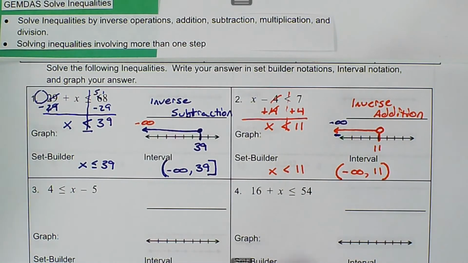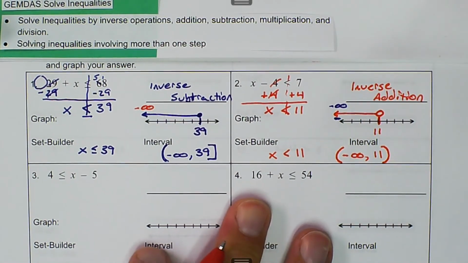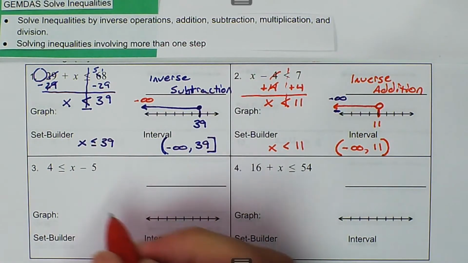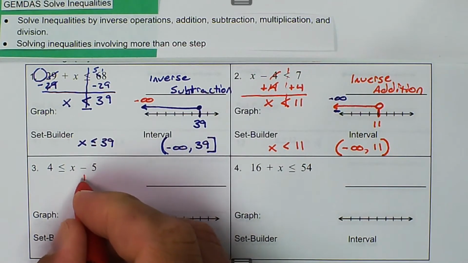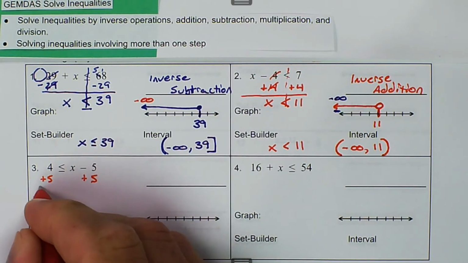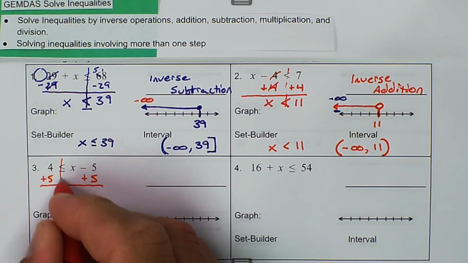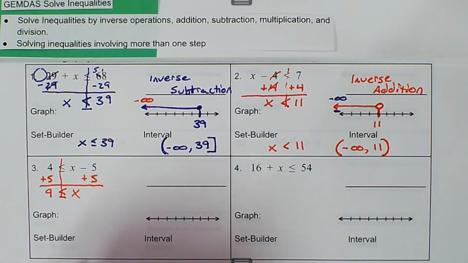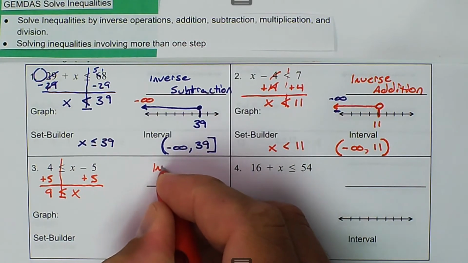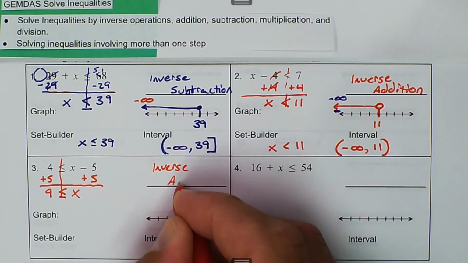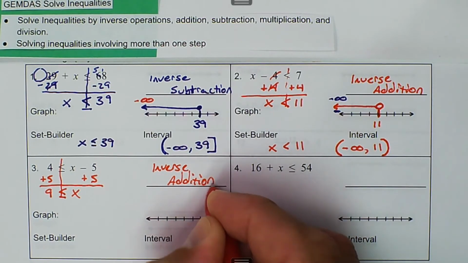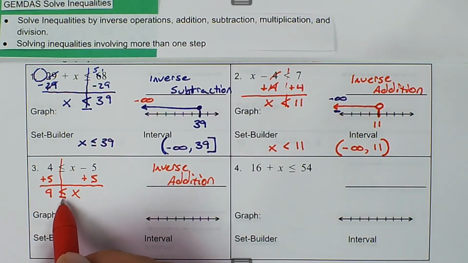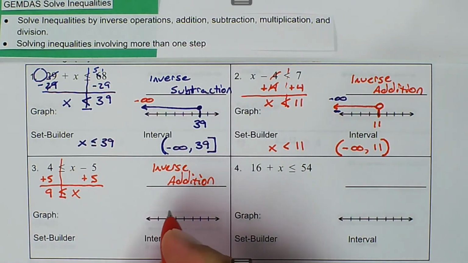And we can move on to example 3. And here we have another one-step equation, and I'm going to add 5 to both sides. And then we get 9 is less than or equal to x. So how did we get that? We did inverse addition. And when we go to graph that, 9 is the point that we're really concerned with.